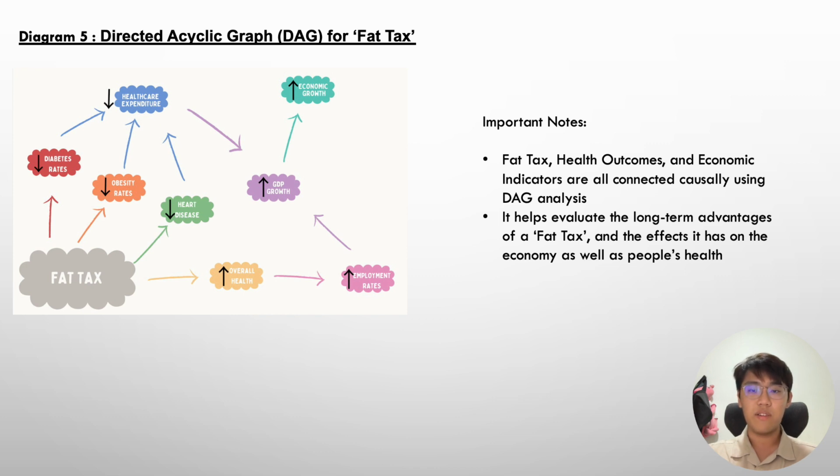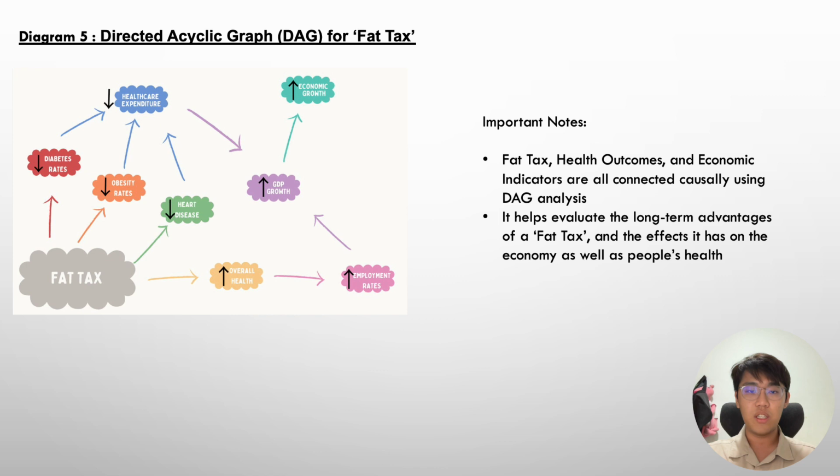Assessing the consequences of a fat tax is a complex issue as it affects not only consumer behavior but also the economy and public health. Using the directed acyclic graph helps us visualize and represent cause and effect relationships so as to understand the factors influencing each other. To assess the fat tax, we use the DAG by identifying the tax itself, consumer choices, health outcomes, as well as economic growth. The arrows in the DAG show how each variable influences the others.